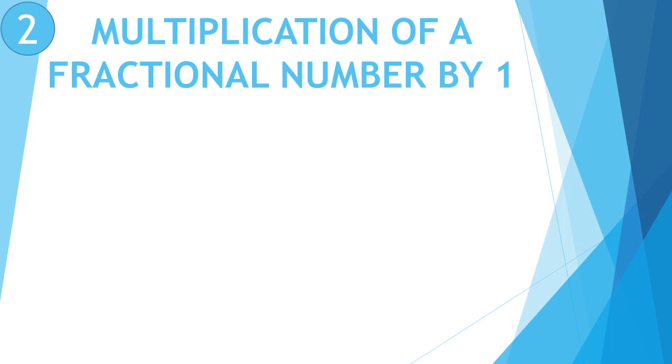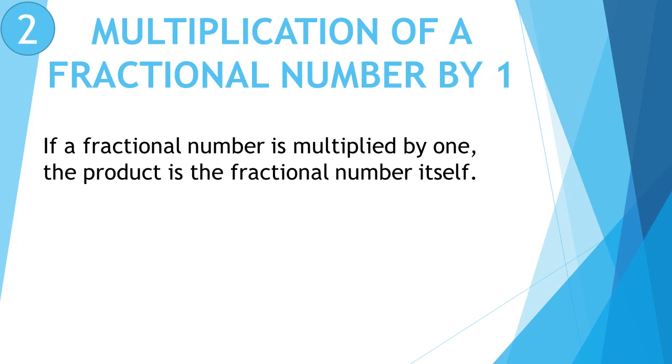Property number 2. Multiplication of a fractional number by 1. If a fractional number is multiplied by 1, the product is the fractional number itself. For example, 3 upon 5 multiplied by 1. When we multiply a fraction by a whole number, the numerator of a fraction is multiplied by the whole number and the denominator does not change.